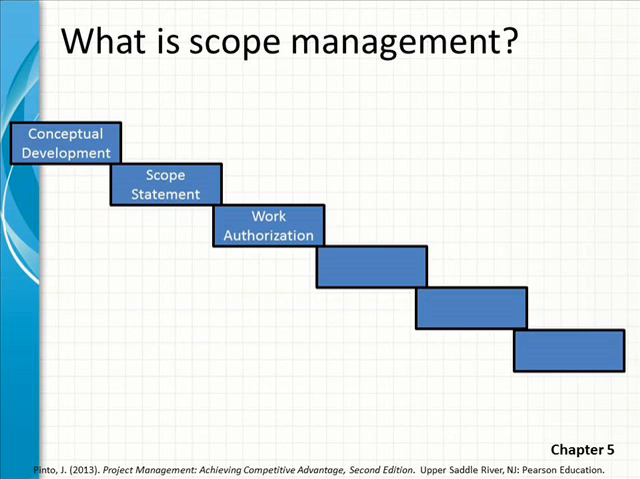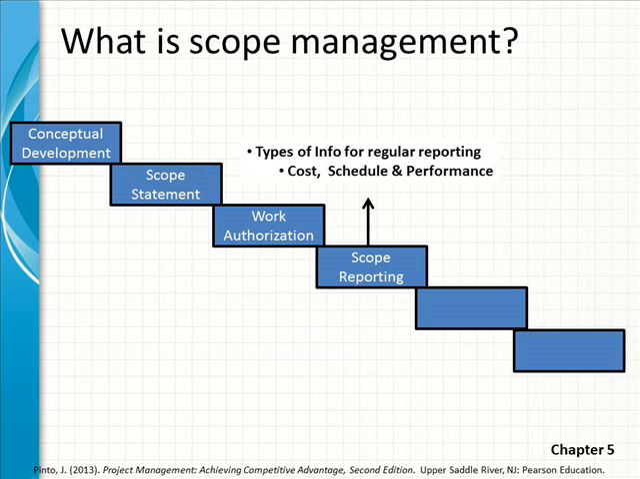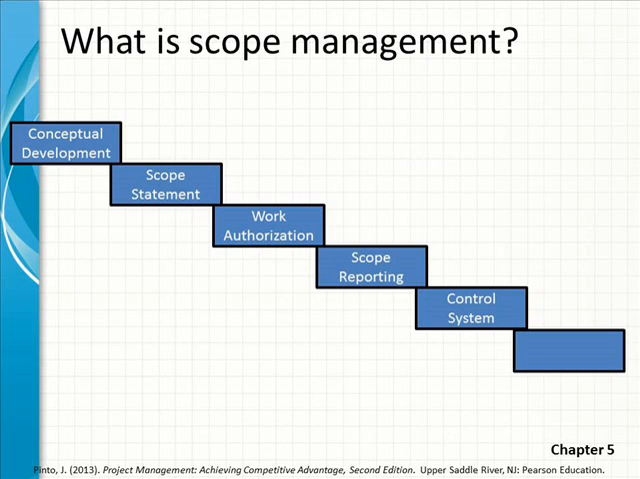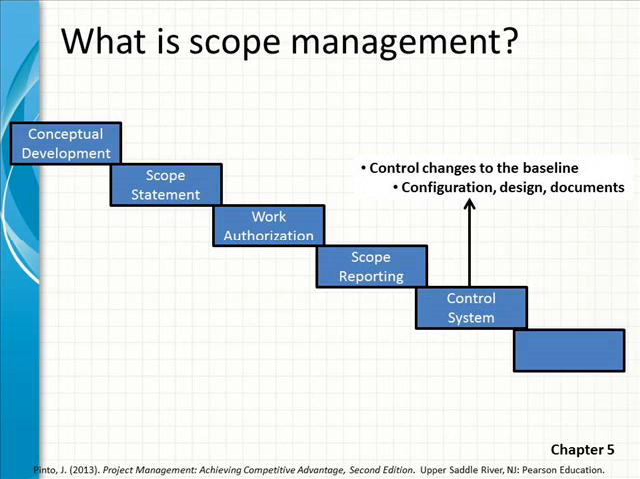Once we've defined the scope, we'll need to get work authorization, which is a formal go-ahead and can be captured in terms of a contract and terms. The next step is reporting on the scope as we proceed with the project, and this involves collecting the types of information for regular reporting, including cost, schedule, and performance. And in order to achieve that successfully, we'll need control systems. And control systems control the way we make changes to the baseline and involve configuration, design, and a number of different documents to capture exactly what we're doing.